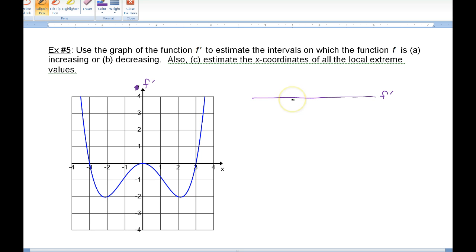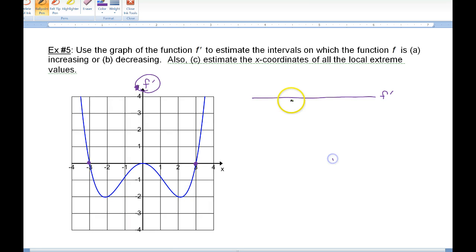So I can see at -3 and at 3, these are places where the derivative changes from being above the x-axis to below, or below the x-axis to above. Remember, we're looking at the derivative graph. So where is f prime positive?